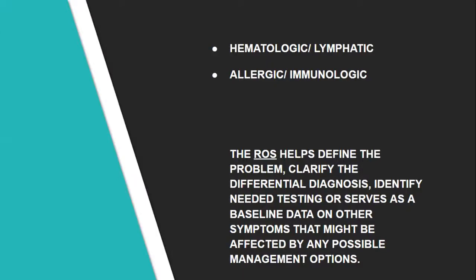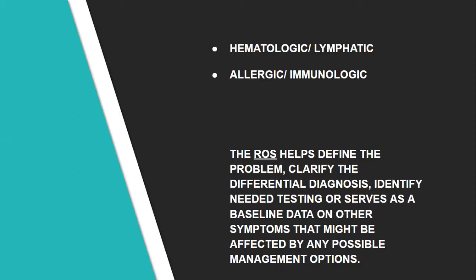Oh, and then we have hematologic and lymphatic, allergic, immunology. The ROS, the review of systems, helps define the problem, clarify the differential diagnosis, identify needed testing, or serves as a baseline data on other symptoms that might be affected by any possible management options. So this gives a doctor the direction on where he needs to start testing and what system or what part of the body he's going to be testing on. So that's what your review of systems is.